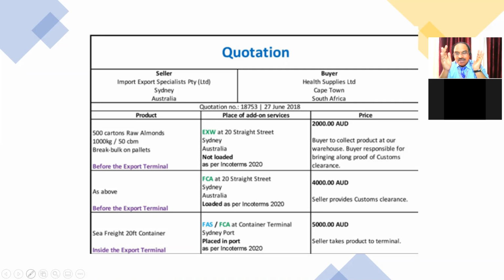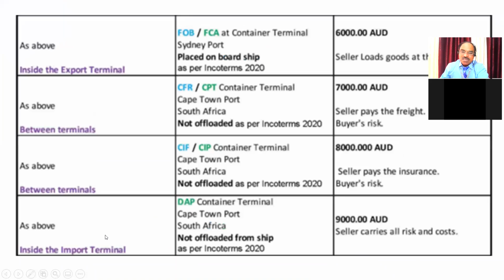But you can see, if Mark is going to get it on FCA, it is 4,000 Australian dollars. Or free alongside, it is 5,000 dollars. Then she mentioned, okay, I will send the goods up to the container terminal in Sydney Port and I will board that. In such a case, you have to pay 6,000 Australian dollars. The price will increase because India is taking more risk. Out of that, Mark has to take any one. Then only the final price will be fixed.